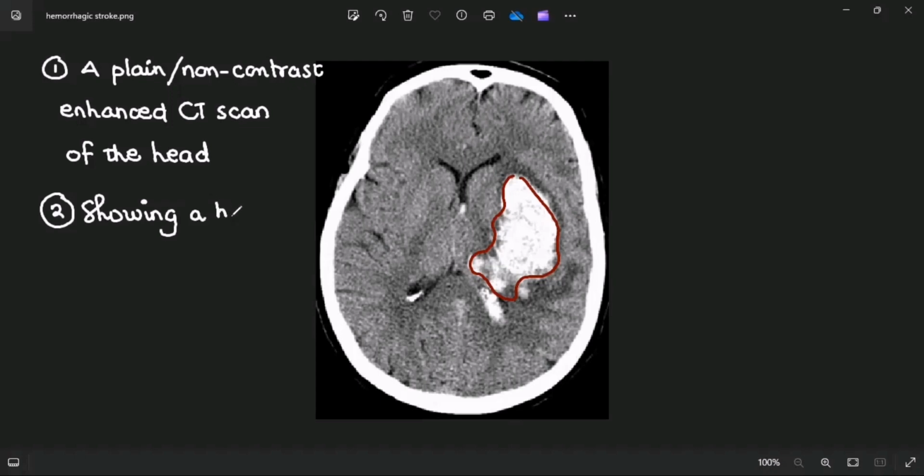Showing a hyperdense lesion, isn't it? Where is the lesion? Is it on the left or on the right? On the left. Thank you. Is it in the cerebrum? Yes, it's in the cerebral hemisphere. So showing a hyperdense lesion in the left cerebral hemisphere. You've been able to describe the head CT scan excellently, in the left cerebral hemisphere.